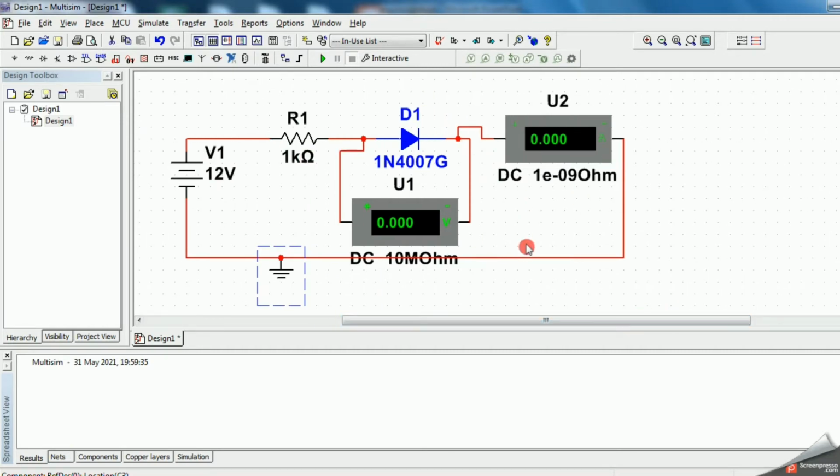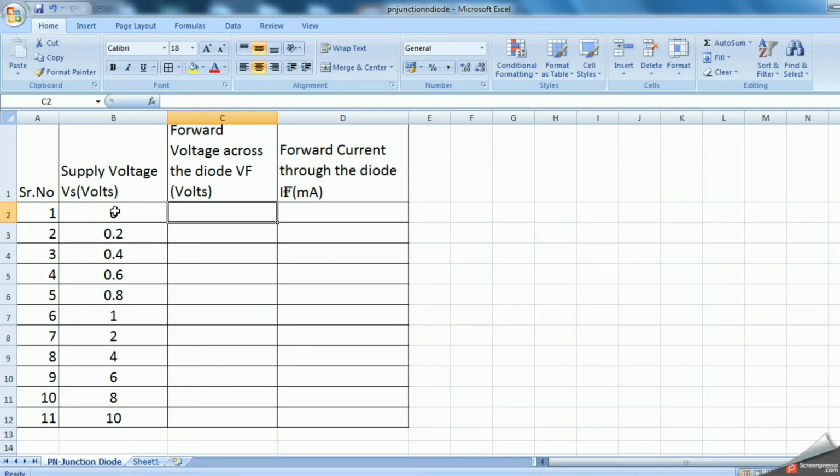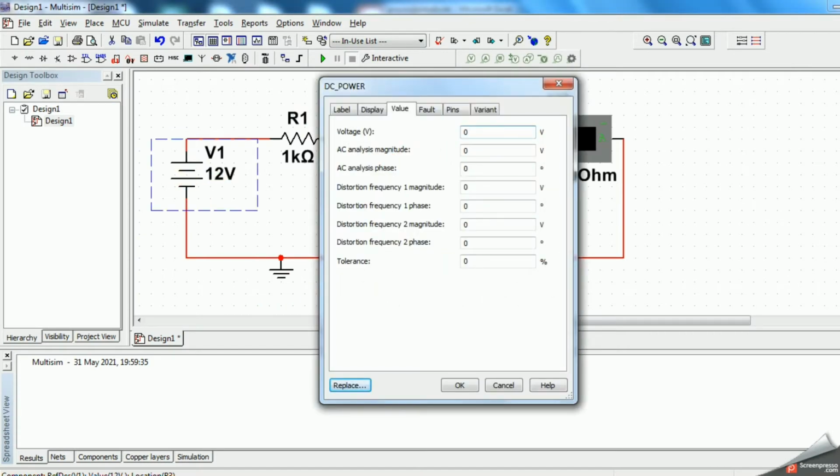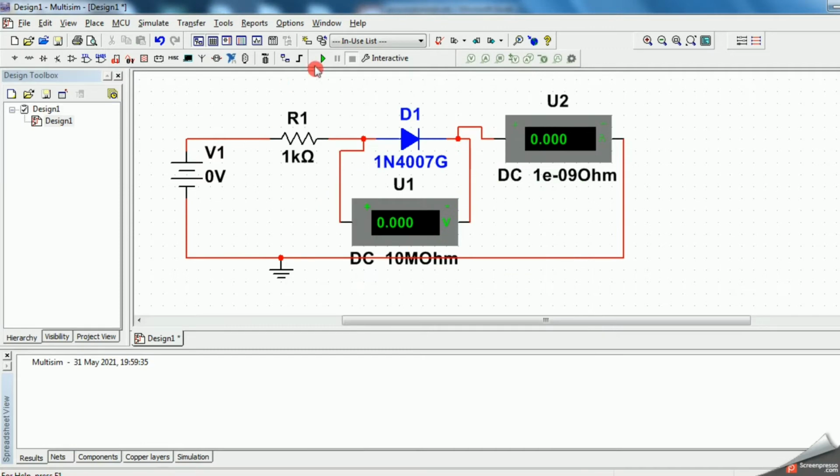For the VI characteristics, note down the voltage and current values. I am taking 10 to 11 readings. First, the supply voltage is 0 volt, and note down the voltage across the diode and the current flowing through the diode, that is IF and VF. VF means forward voltage, IF means forward current. First supply voltage is 0 volt. Double click, set voltage at 0. Okay, run.